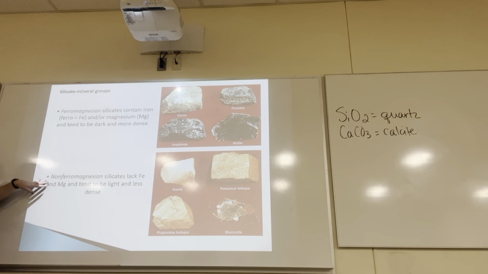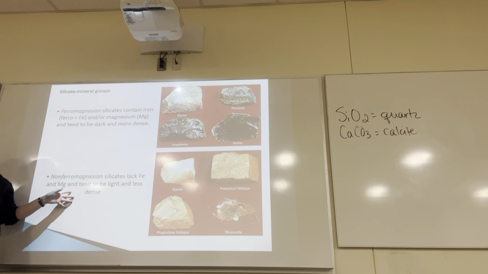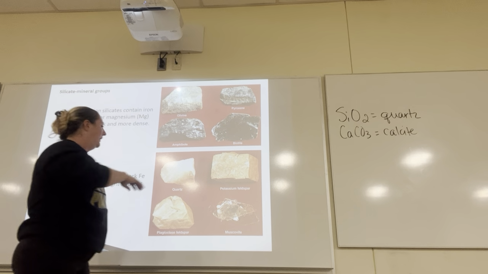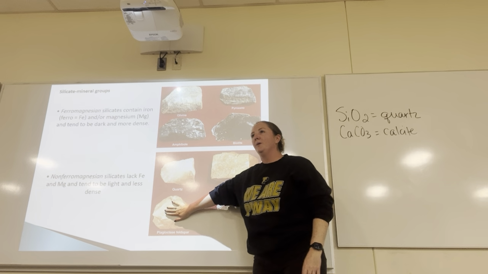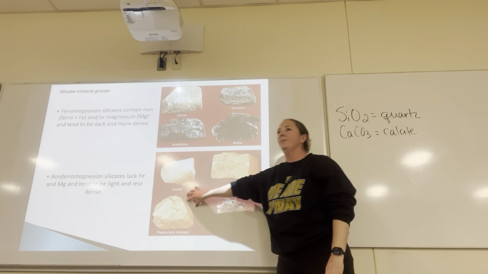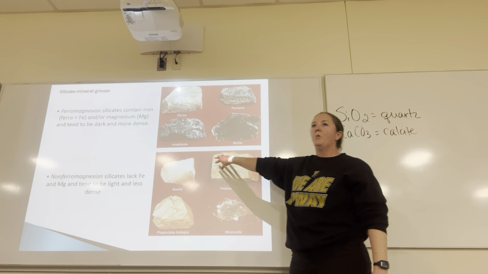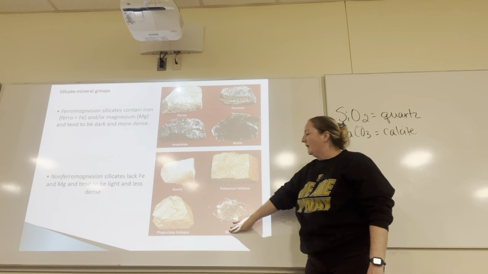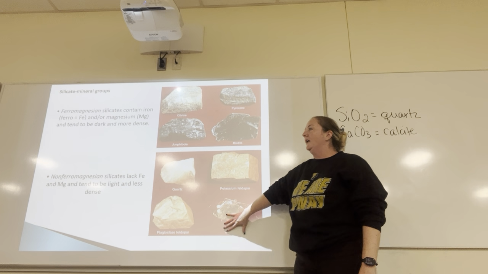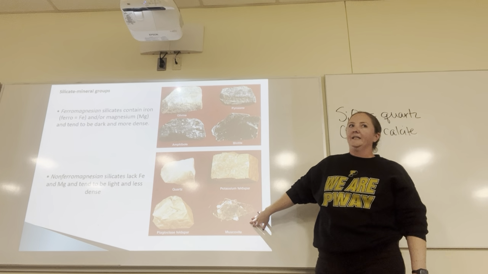Now, the non-ferromagnesian or the light silicate minerals are going to have less iron and magnesium. They're going to tend to have more potassium or calcium. So they're going to be a little bit lighter in color. They're going to be less dense. So these are our two groups. The feldspars, both potassium and plagioclase feldspars, are going to be our most common mineral on Earth. Quartz is going to be another example that follows closely. Muscovite mica would also be an example of a non-ferromagnesian or light silicate mineral.